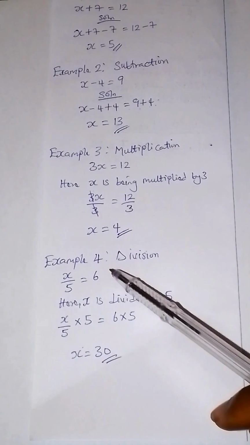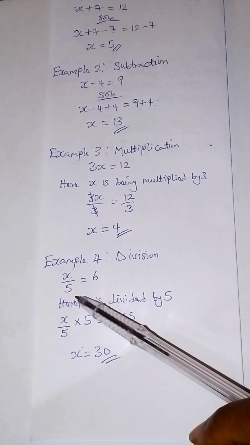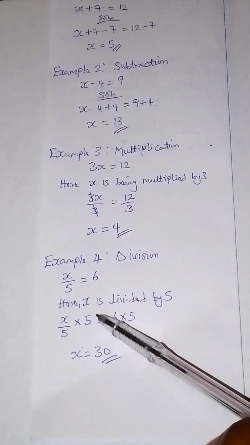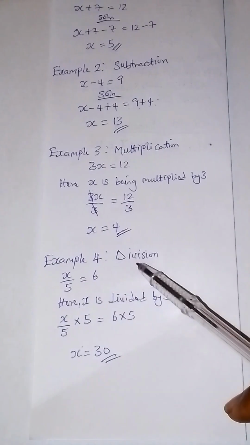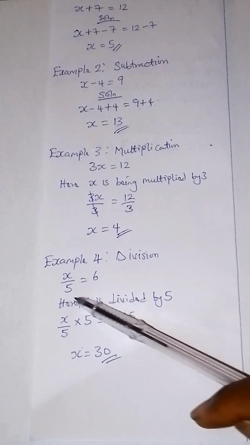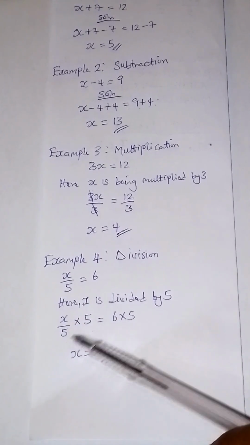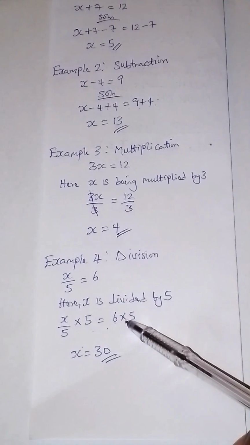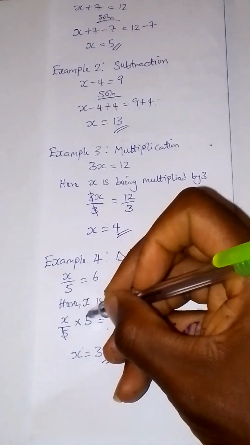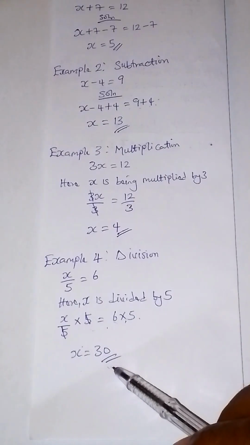Looking at the fourth example here, division. The question says s divided by 5 is equal to 6. Here s is being divided by 5. Since we have division, we choose the opposite operation, which is multiplication. So we multiply both sides by 5. So s divided by 5 times 5 equals 6 times 5. The 5s cancel, so our s is standing alone. And 6 times 5 gives us 30.